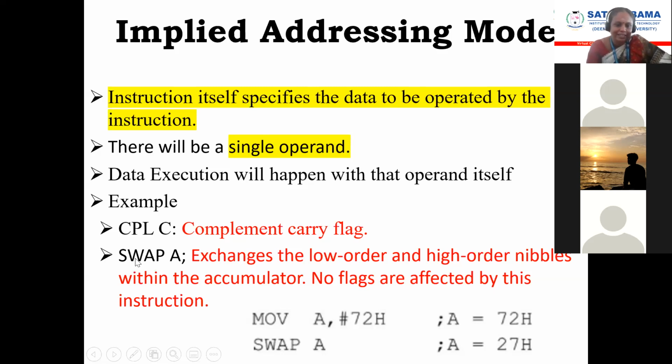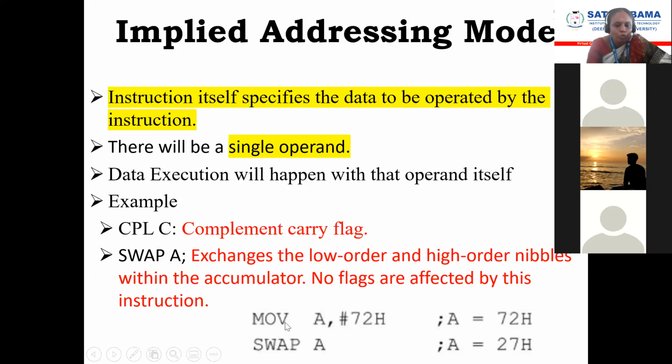Then swap. I think swap A. Can you see this swap A instruction? Swap means, we all know, the accumulator capacity is 8 bits. So we used to say lower nibble and upper nibble. Lower nibble means 4 bits, upper nibble means upper 4 bits. So D0 to D3 is the lower nibble and D4 to D7 is the upper nibble. So here, swap A means the lower nibble and upper nibble will be exchanged.